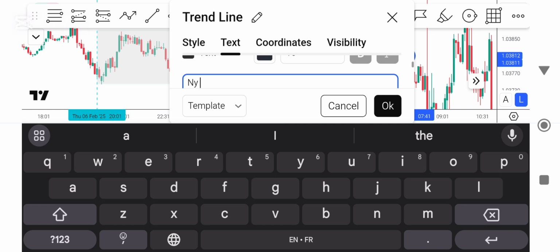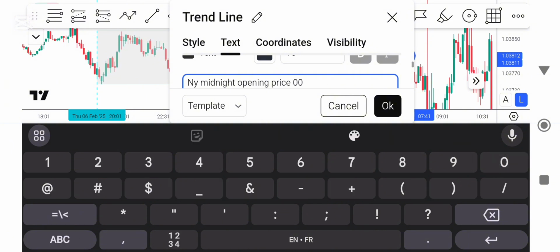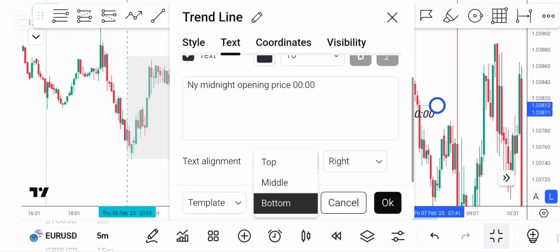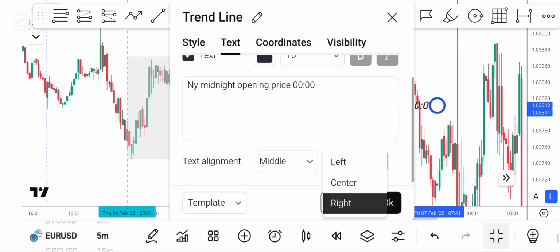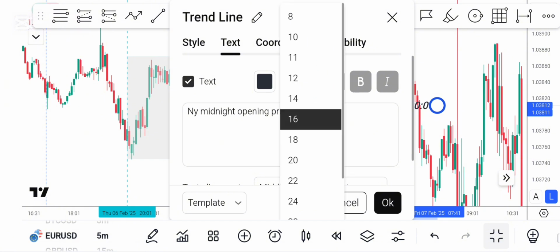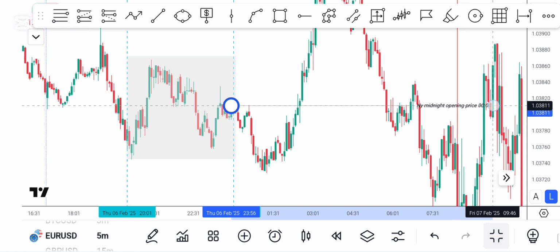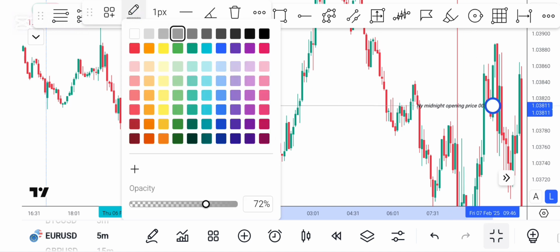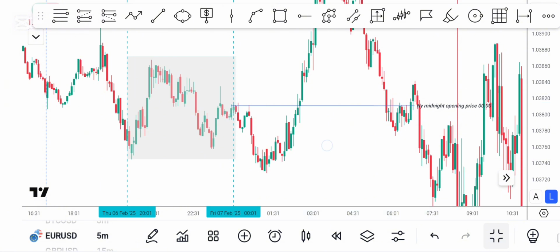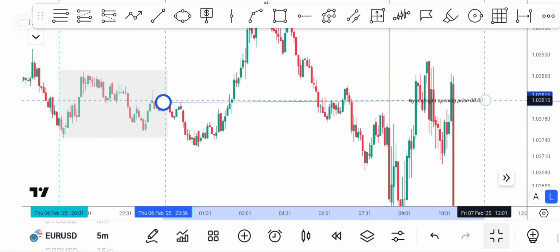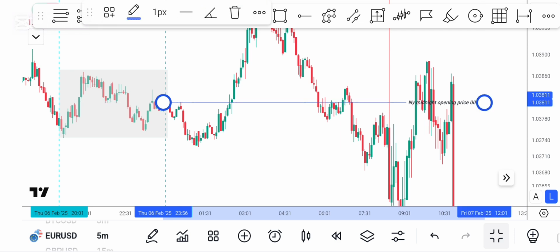So, New York midnight opening price, okay, which is actually 0000, and you position it to the right, or let me put it middle and right, okay. Let me reduce the font size to 8 so that we can see what's happening here, like so. And then you extend it this way. Let me change this to a better color, and yeah, something like this, okay. You can extend it right to midday, or even to the entire day. Midday is okay, since we are only scalping.